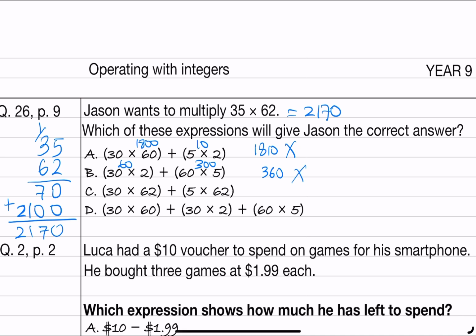Oh, nope. What about 30 and 62, 5 and 62? Well, for this one, we could do 62 times 30 like this: 1860. I think we might be getting close. We might. Who knows? Ah, there it is. 2170. The answer is C.